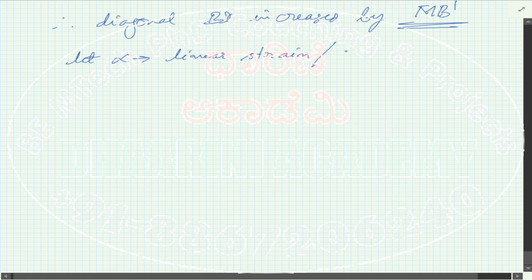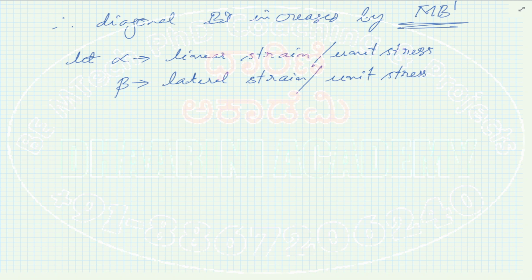This is per unit stress. This is the first thing. And let's write the beta. Beta is equal to the lateral strain per unit stress. One was linear, the other one is lateral. Lateral, this is strain per unit stress. Okay, now what is the total strain along the diagonal?